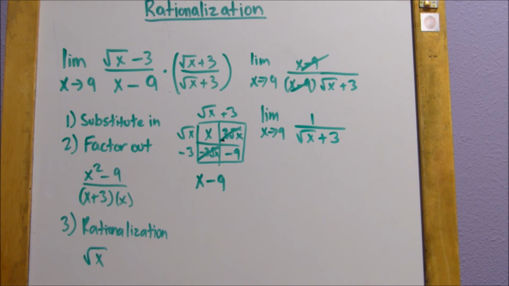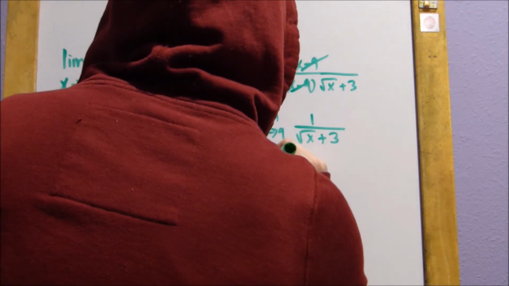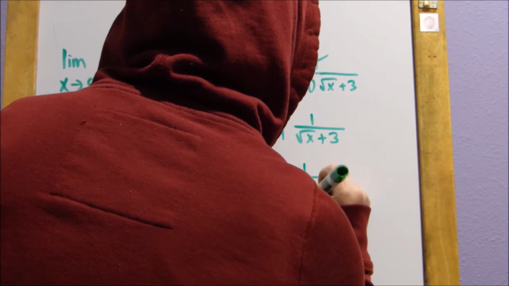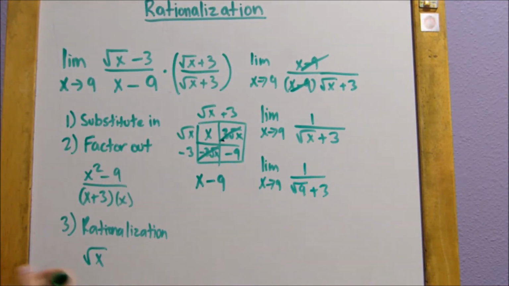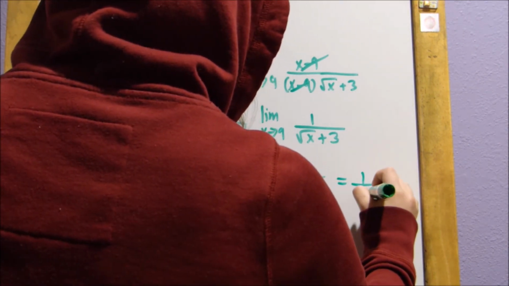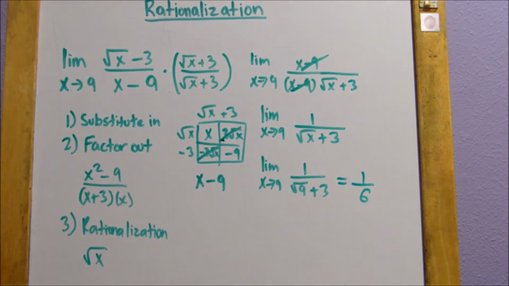And you see now, if you plug in 9, you're going to get a definite form. You're not going to get 0 over 0 again. So let's plug it in. Limit as x approaches 9, 1 over the square root of 9 plus 3. Square root of 9 is 3. 3 plus 3 is 6. So this is 1 over 6. And that's how you use rationalization to evaluate the limit at a certain point.